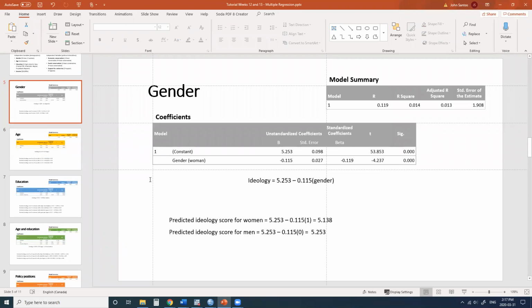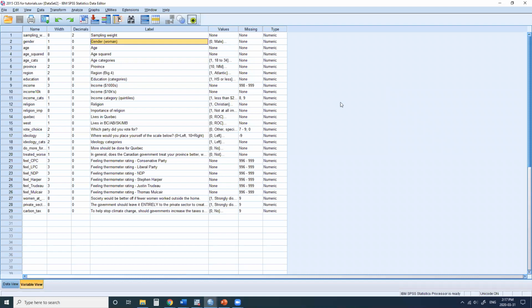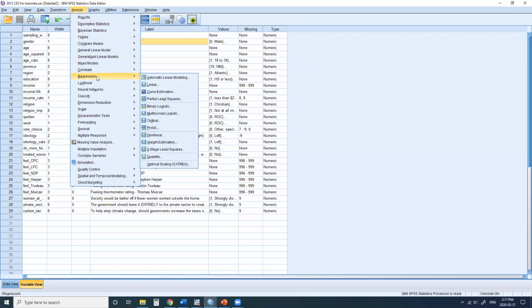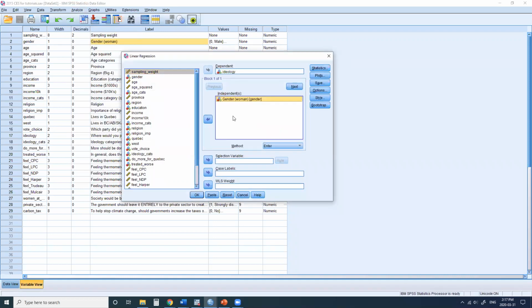So we'll do another one. We'll look at age. So let's go back to SPSS and we'll run another regression model. And again, we'll stick with bivariate regression just to get a little bit more practice with the statistical program.